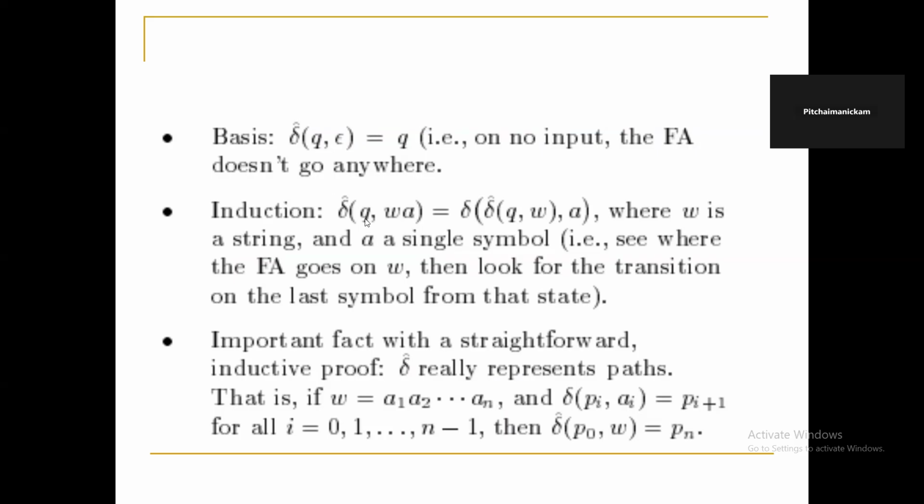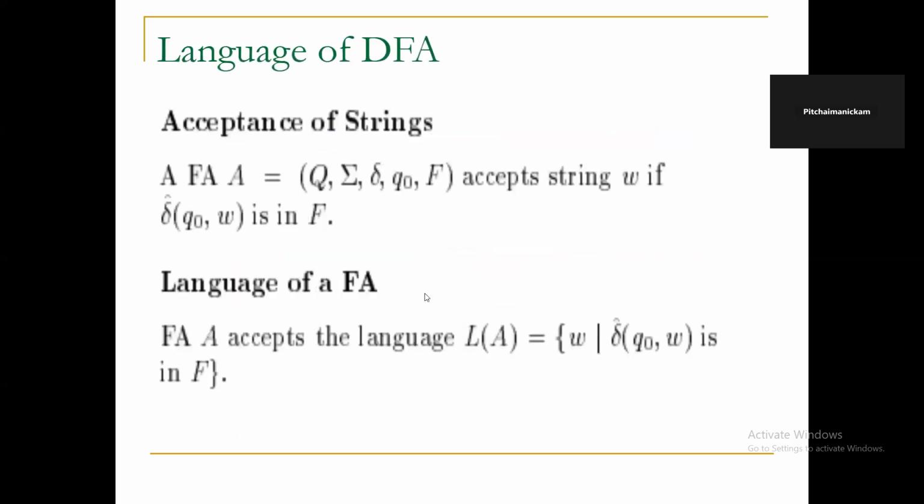So the induction step means δ^(q, wa) = δ(δ^(q, w), a). First we consider that the size of the input string may be 2, that is, we just divide it into 2. First we find the value of δ^(q, w) and a. Here w is a string and a is an input symbol. You just note down this kind of information.